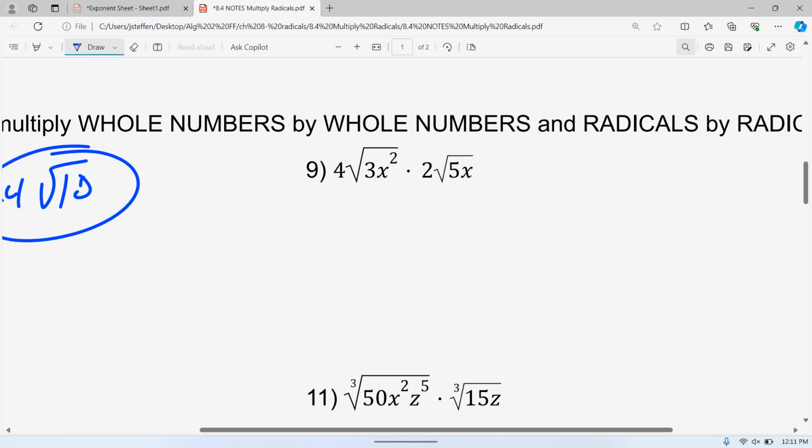Now we have some variables, but again, the 4 and the 2 multiply together, so that's 8. And then 3 and 5 is 15, and then x squared times x is x to the third. Remember, when you multiply with exponents, you add the exponents. Once you get here, we've done this problem already. I know that this problem takes a little bit of time, but the new stuff isn't too bad.